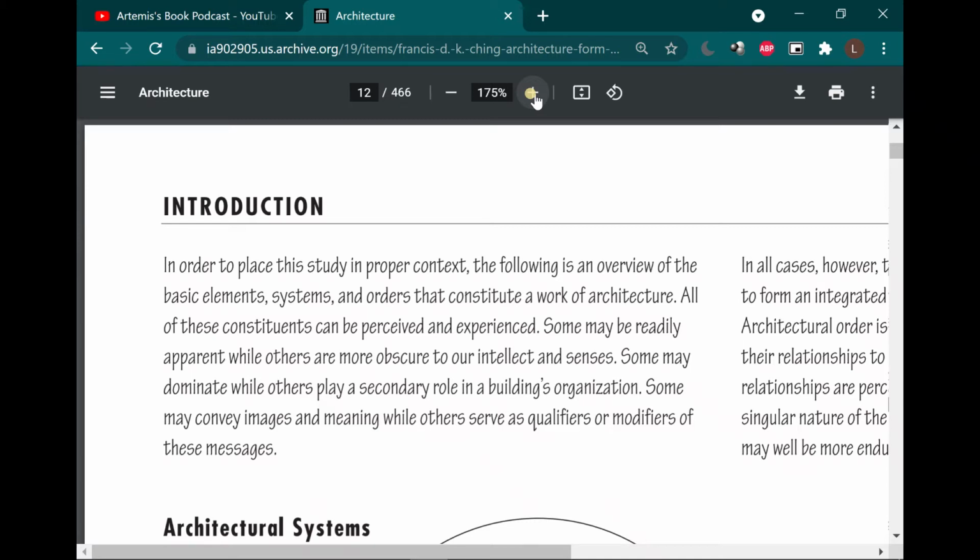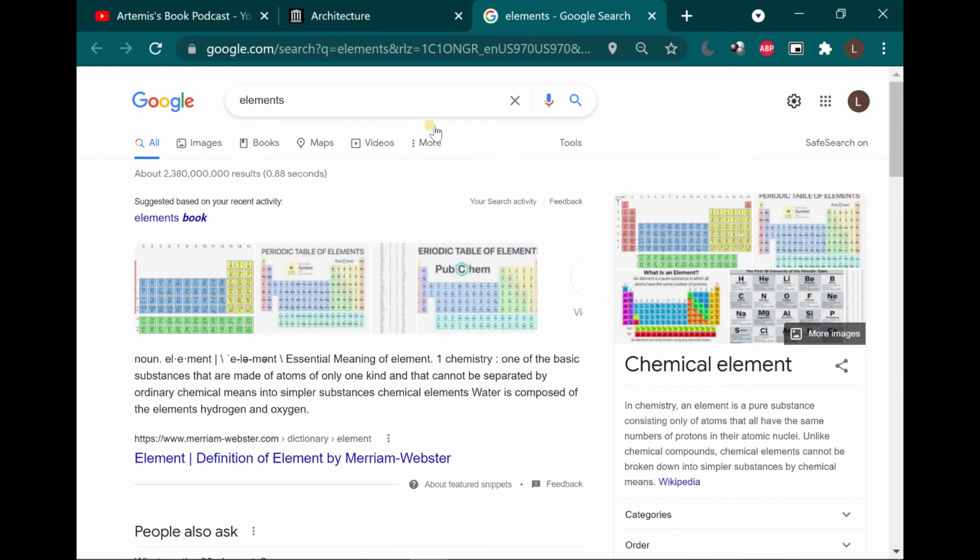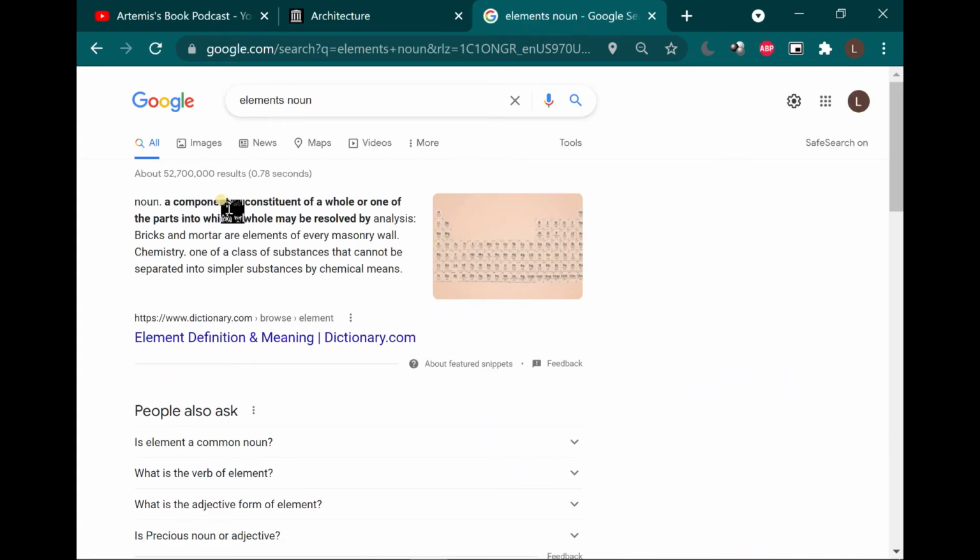Based off of what I know, an element is like a Lego inside of a box. It's a part, it's not quite a part of the system, but it's a part of it, if that makes sense. And then the system, let me just look up the actual definition. That's what we'll do. Elements. It's defined as a component or constituent of a whole or one of the parts into which a whole may be resolved by analysis.